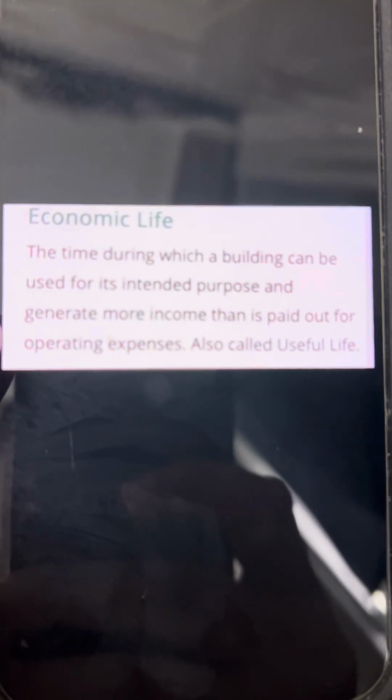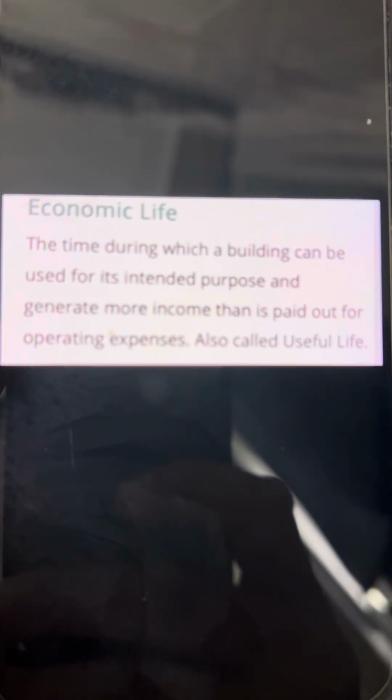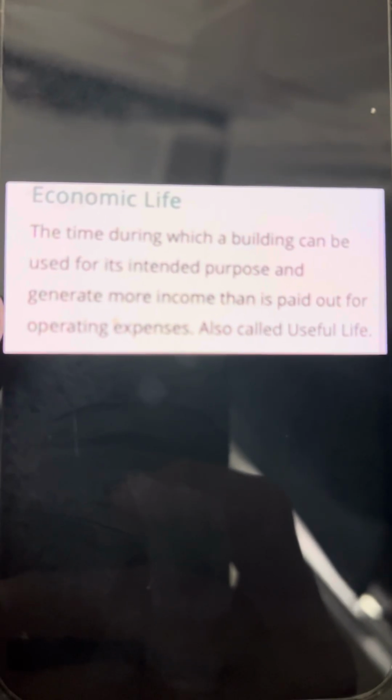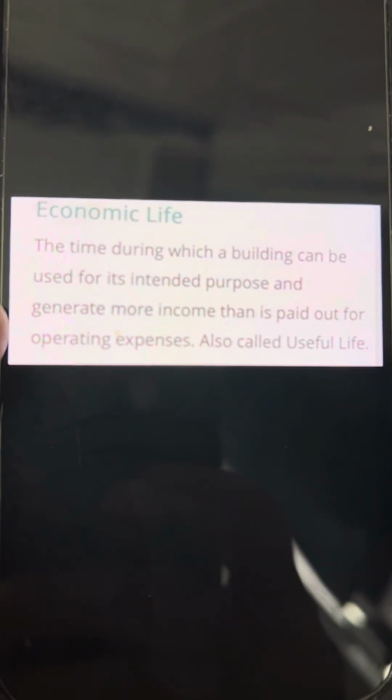Economic life. Economic life is the time during which a building can be used for its intended purpose and generate more income than is paid out for operating expenses, also called useful life.